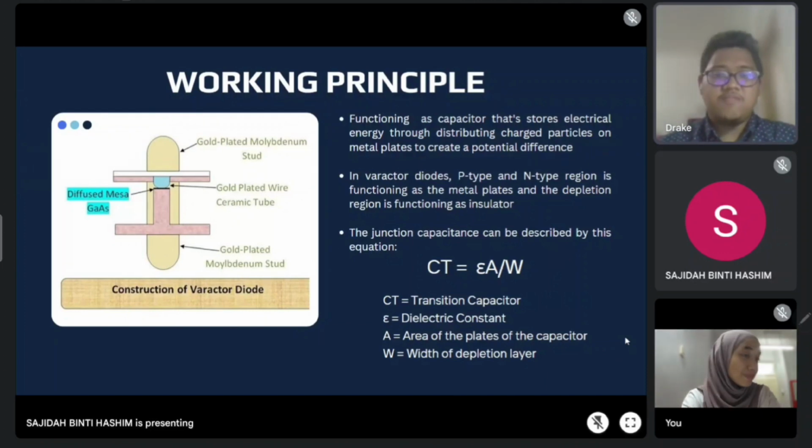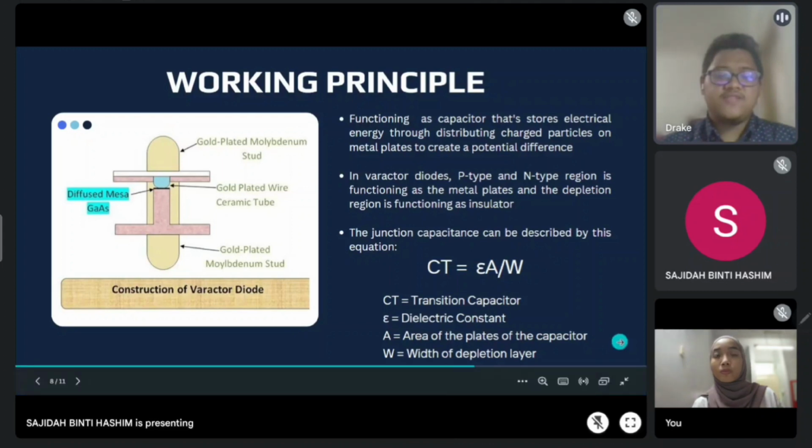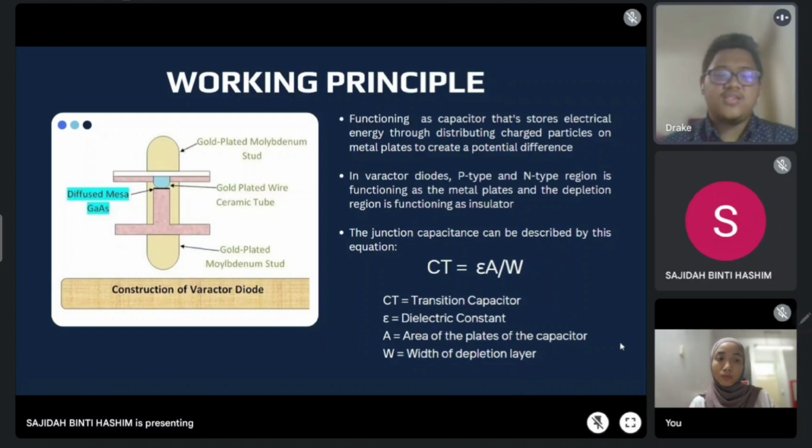Let's continue with the working principle. A Varactor diode, also known as a variable capacitance diode, can function as a voltage controlled capacitor. To make it function, we need to connect it in reverse bias mode, since the reverse voltage will create a depletion region between the N region and P region in the diode, making it function like a variable capacitor.